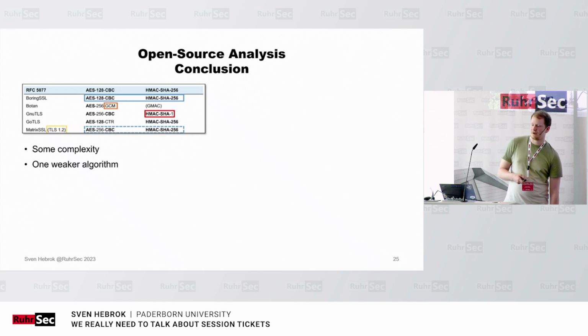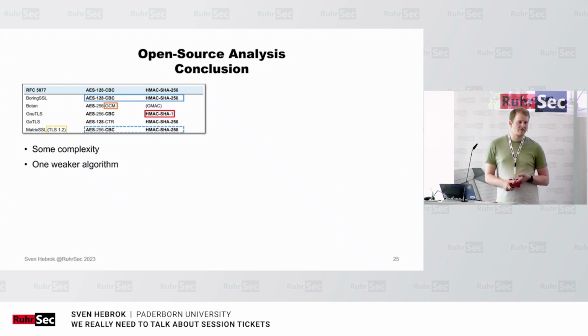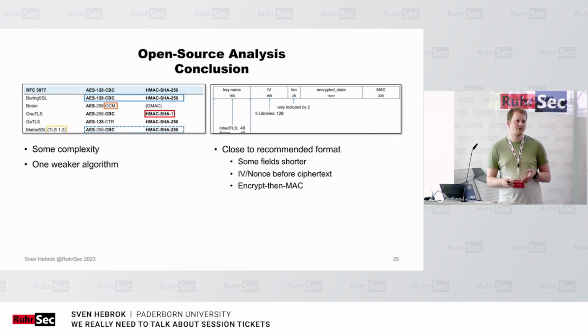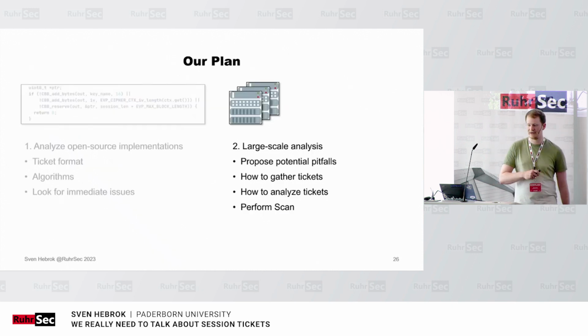So all the open source analyses showed that while there are some oddities, there aren't issues. But we have seen that standard algorithms are used, which is nice, but we've also seen that variations of them are used. So if we want to do our scanning, we have to take a look at various algorithms. For the format, we've also seen it's close to the recommended format. Some fields are longer or shorter. Botan included additional fields, but overall, all used an IV or nonce in front of the ciphertext, and all used an encrypt-then-MAC scheme. So overall, this seems okay. So now we can finally go scanning.